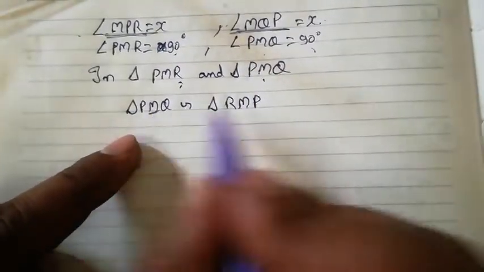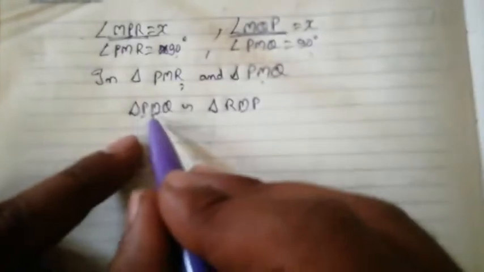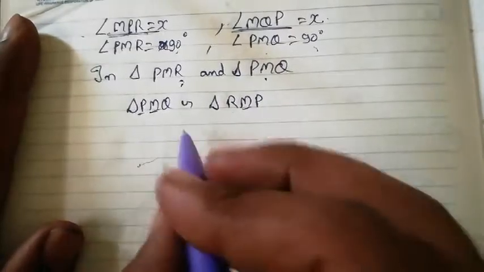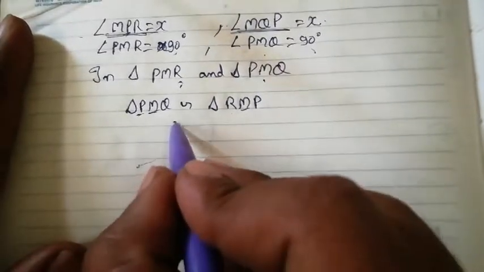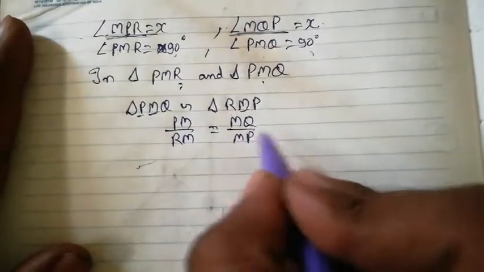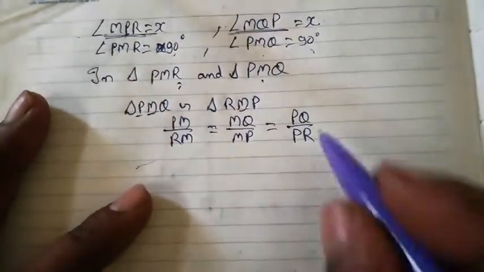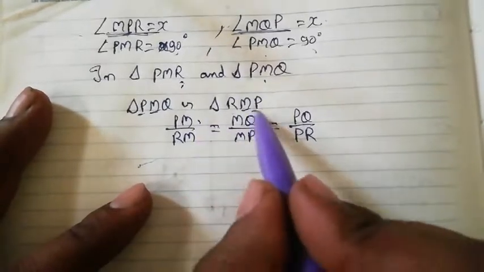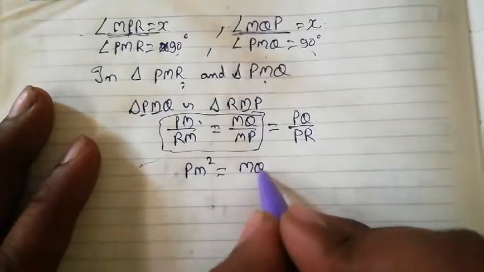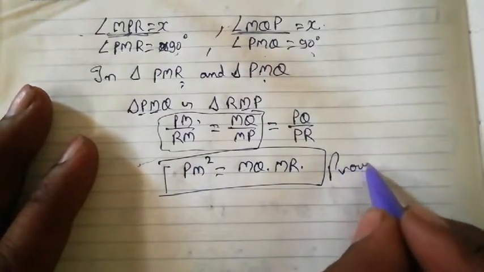Angle M and angle M is common. Angle P, this is P and this is Q, so angle P and angle R is equal here. So from here we have the conclusion that PM upon RM is equal to MQ upon MP is equal to PQ upon PR. So from here we can take these two as common, and we can say that PM square is equal to MQ into RM or MR. And this is what we have to prove.